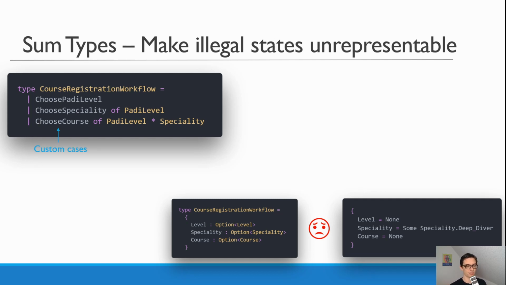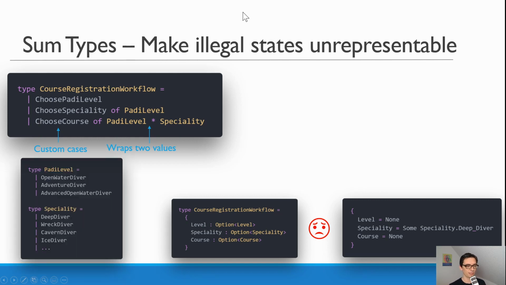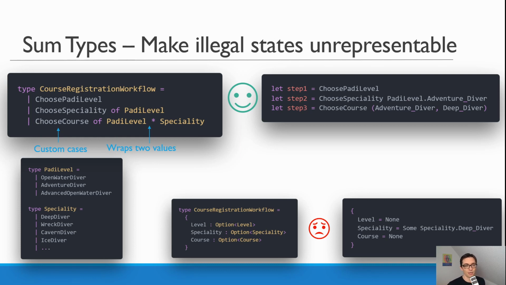So again, we have those custom cases, and we see that it's also possible to wrap two values, not just one value. And you see here that the types of those wrapped values can be different than what I've just said. So when we then do this, we also have the party level and the specialty in here. And those are, for example, open water diver, adventure diver, and advanced open water diver. And the specialty could be deep diver, wreck diver, cavern diver, ice diver, what we have just seen in the diagram. So now the first step could be that we just say choose party level. And this doesn't take any parameters because they don't wrap any values.